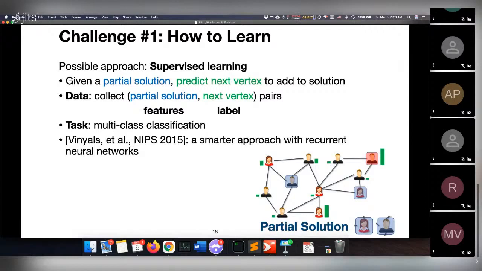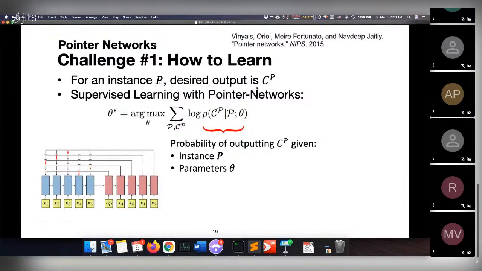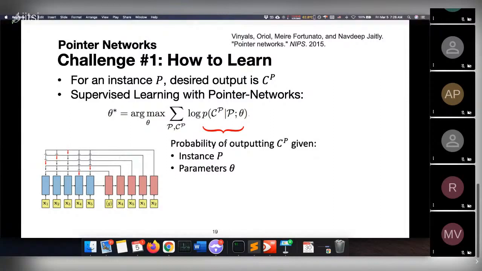And this is indeed very close to what Vinyals et al. did in NeurIPS 2015, where they introduced these pointer networks to achieve this. They said, you have an instance P, you have a desired output C_P, and what you want to do is get some parameters of this recurrent neural network, this so-called pointer network, to maximize the probability of generating the solution that we have in our database. So you want to maximize a typical objective: the probability of outputting the right solution given the training instance and the parameters of the model.